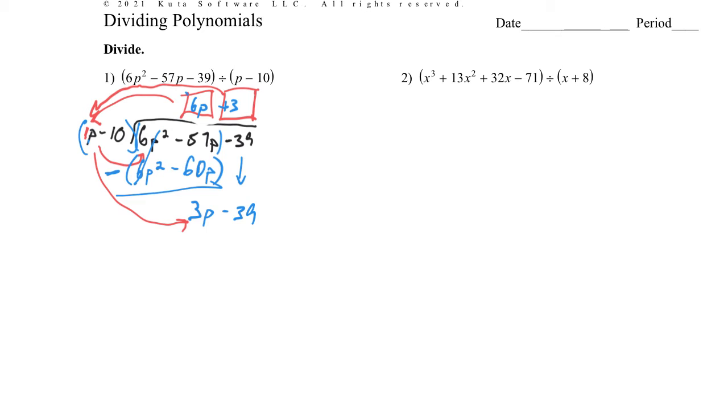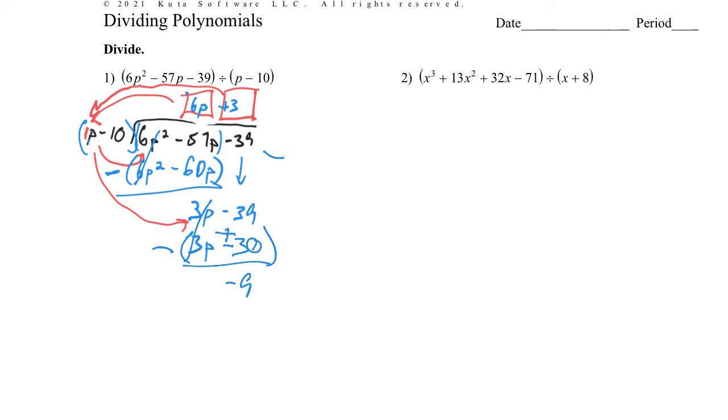So the 3 gets distributed into the p minus 10. So 3 times p gives me 3p. I'm going to write that down underneath. And then 3 times the negative 10 will be negative 30. And then you always subtract. So 3p minus 3p cancels. Negative 39 minus negative 30 turns into a plus. So negative 39 plus 30 is going to be negative 9.